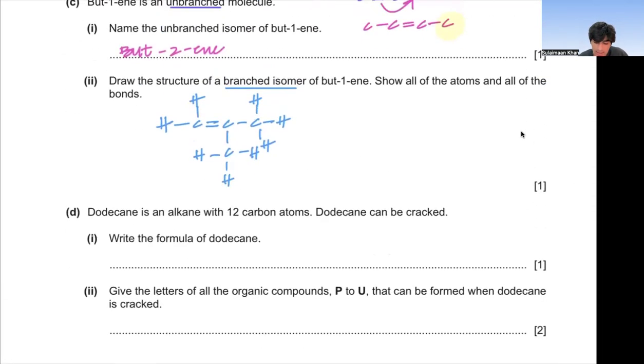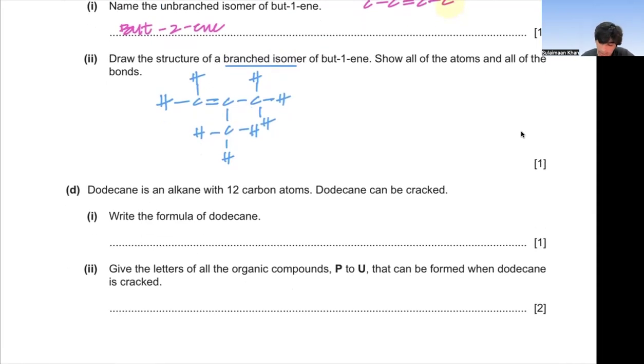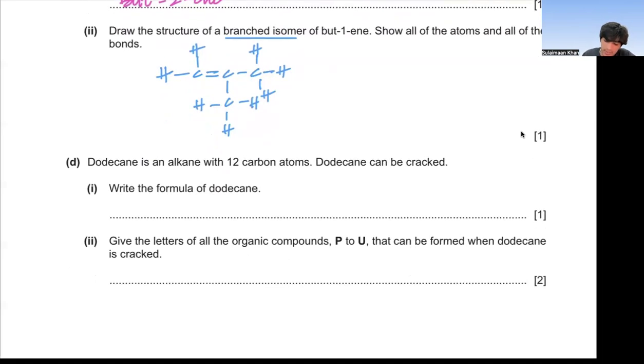Dodecane is an alkane with 12 carbon atoms. Dodecane can be cracked. Okay, great job. What is the formula of dodecane? If it's an alkane, and even if you hadn't said it, you realize that it ends with an A and E, so it's an alkane. It's going to be how many carbons? You have 12 carbons. Hydrogens will be twice the number of that, which is 24, plus 2, that's 26.